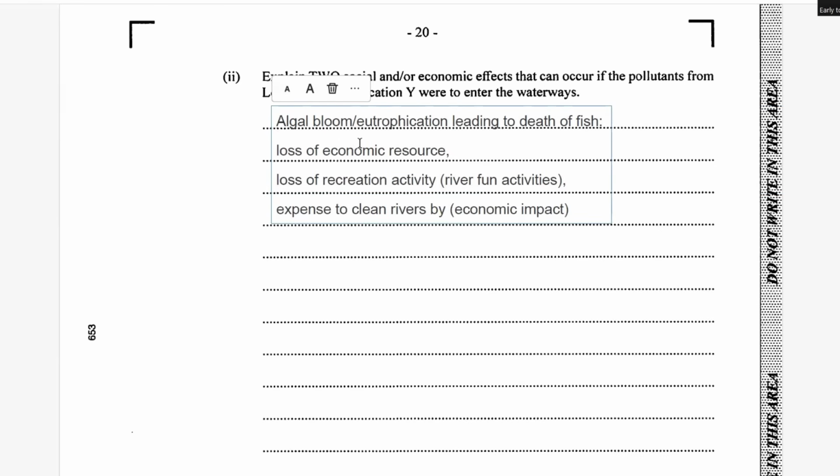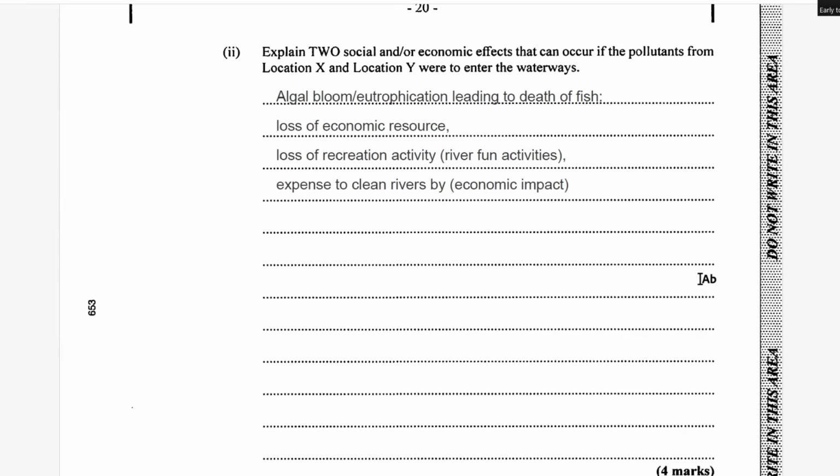So if you depended on the waterways for fish, that's an economic resource. The waterways were clean and nice. People have river lines, just go by the river and do fun activities. That will be gone. And now to clean up the river, to clean up the waterways, the government, the authorities have to spend money to clean up the area. So that's an economic impact as well. They just asked for two, but we are answering questions.